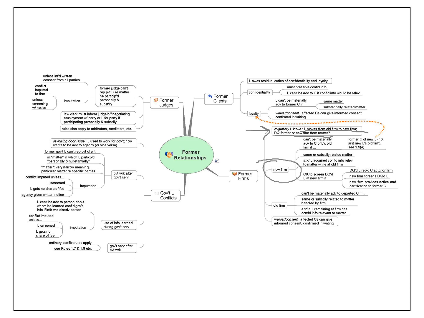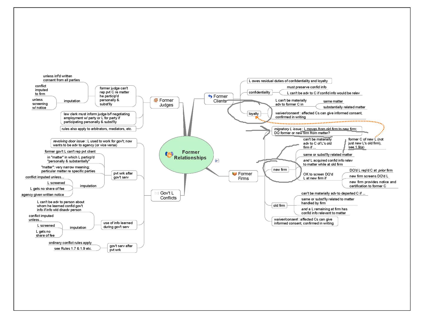The new firm, where the lawyer just joined, can't be materially adverse to a client of the lawyer's old firm if the former client is a former client of the new lawyer, not just the new lawyer's old firm. This is 1.9(a). So, for example, this lawyer actually worked on the case personally back at the old firm, and now he's at a new firm. He can't be adverse to that former client at the old firm on the same or a substantially related matter for all the reasons we talked about up here. Just a basic former client issue.